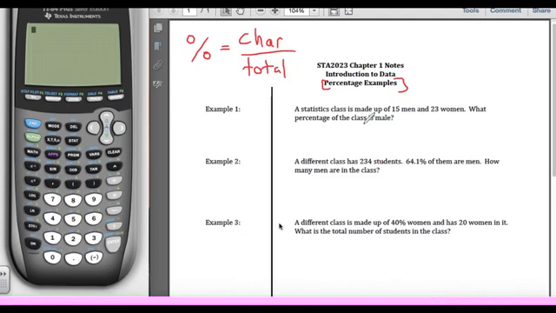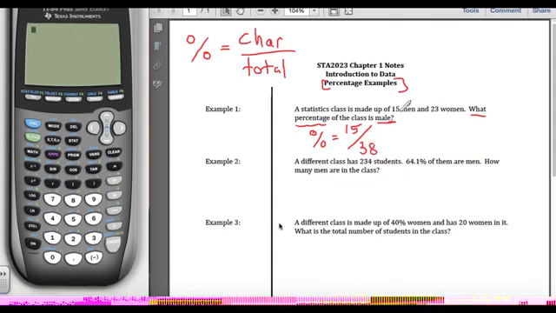Example 1 says we've got a stats class. It's made up of 15 men and 23 women. I want to know what percentage of the class is male. So I'm looking for the percentage in this formula. The percentage I'm looking for is equal to the characteristic I'm looking at, in this case being male, divided by the total. Well, I know there are 15 men in the class, so 15 males over the total. Be careful here, it's not 23, but the total is 38. If you add the 15 men and 23 women, that gives you a total of 38.